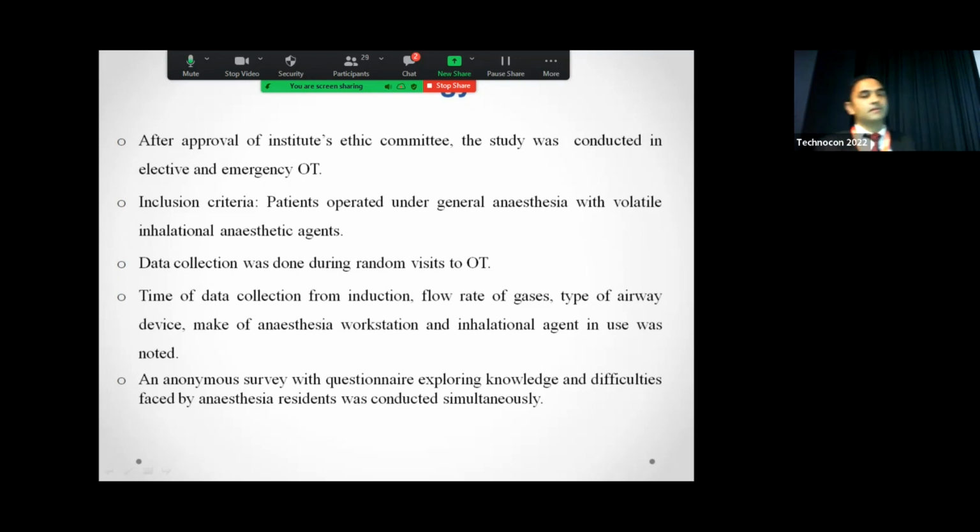During the study, I watched in the OT, collected the flow rates from the anesthesia workstation, and noted the airway devices that were used and the inhalation agent that was used during the case. An anonymous survey questionnaire exploring the knowledge and difficulties faced by anesthesia residents was also conducted simultaneously during the study.